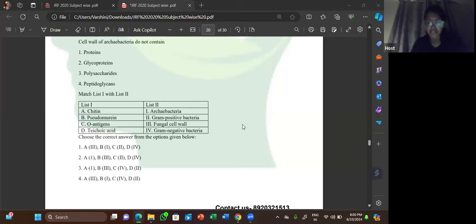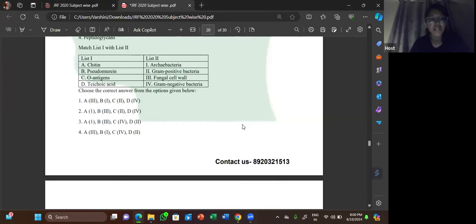Now, there is another question, match the following. See, in list one, there are cell membrane or cell wall components, you can say, whereas in list two, there are organisms. Now, you have to match the components with the organisms. Chitin, where will it be? You must know it. Pseudomurein. Very good. Option 4 is the right answer.